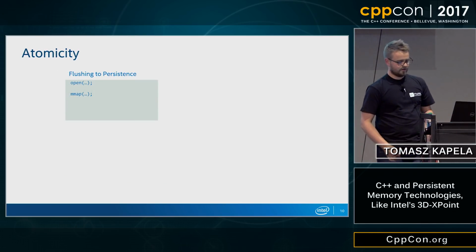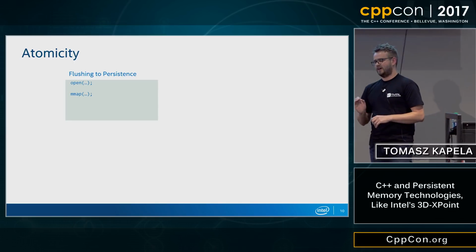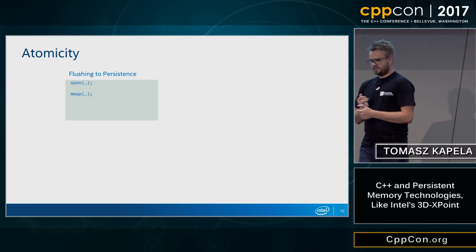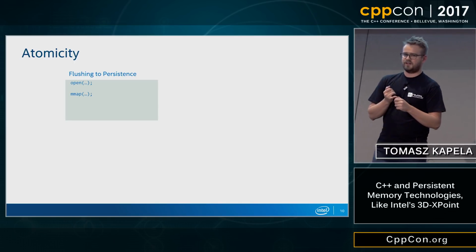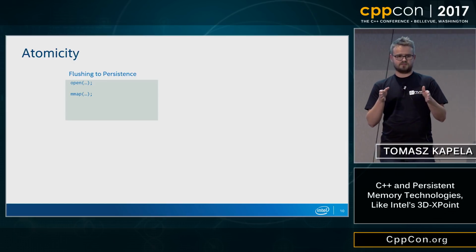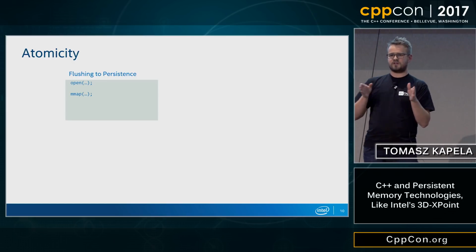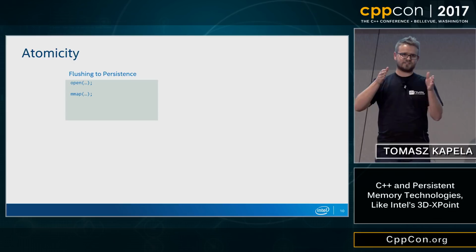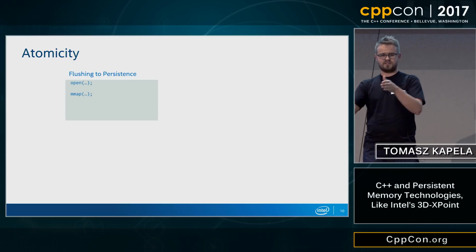We've got to talk about its atomicity. The only guarantee that I know of for the CPU is that an 8-byte store is not going to be torn. So if you get an interruption, an 8-byte store will result in either the new data or the old data.